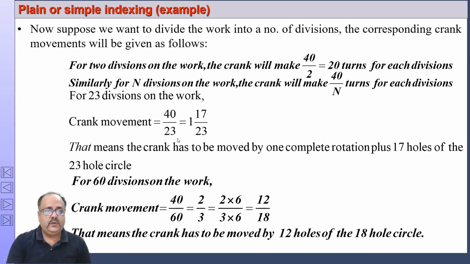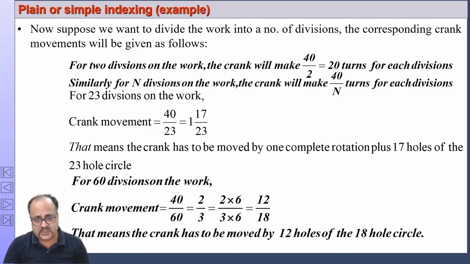One more example, if we take 60 divisions, 40 by 60 comes out to be 2 by 3. Now 2 by 3, if we multiply it by 6 by 6, comes to 12 by 18. So this is the first plate. We have an 18 hole circle, and we have to move 12 holes in the 18 hole circle. Or you can multiply it by 5 by 5 and move 10 holes in a 15 hole circle. Or multiply it by 7 and move 14 holes in a 21 hole circle. Likewise, multiply by 11, 22 holes in a 33 hole circle.